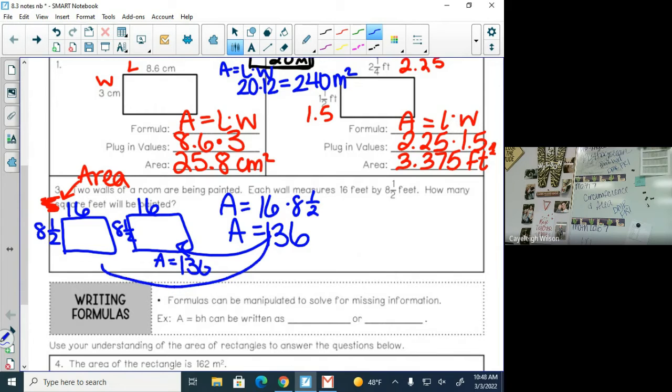Now, that 136 is the area of this wall, and it's the area of this wall. So we would add them together, because they're asking us to find how many square feet will be painted. They're painting 2 walls, so 1 wall plus the other wall is how much they're painting. So 136 plus 136 is 272 feet squared. That's how much area they're painting.